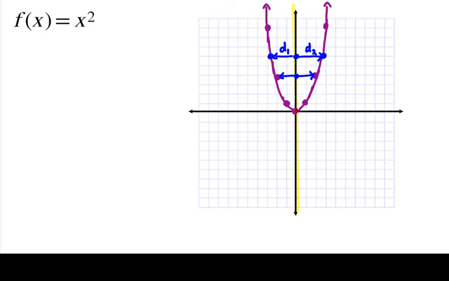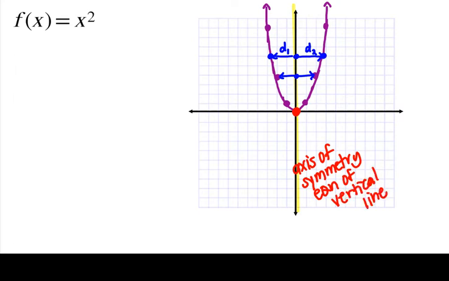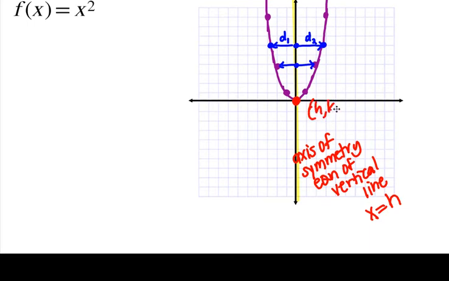The other thing is that the axis of symmetry is an imaginary axis that goes through the vertex. And it's an equation of a vertical line. And that vertical line has an equation x equals h, where of course h comma k is the vertex. When the parabola opens up, we have a minimum. When it opens down, we have a maximum.